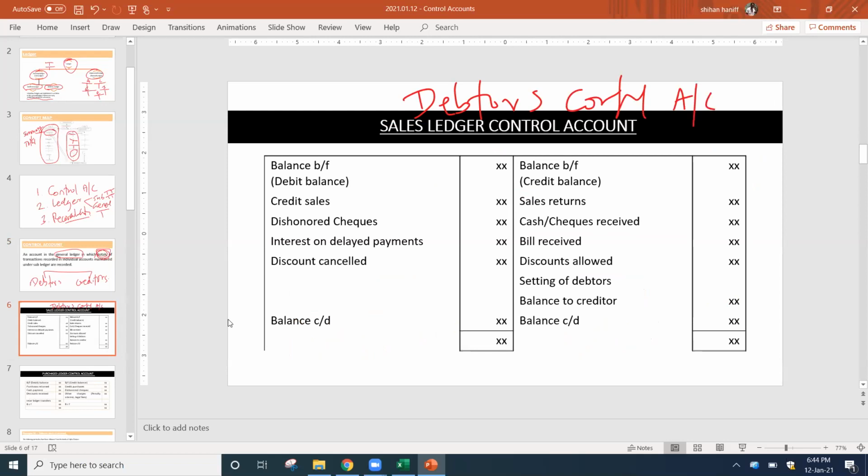Debtors control account. Opening balance, similar to a debtors account. Credit sales, sales return, cash received, discount allowed. Right? Once you receive the check, if it is dishonored, it comes to the debit side.